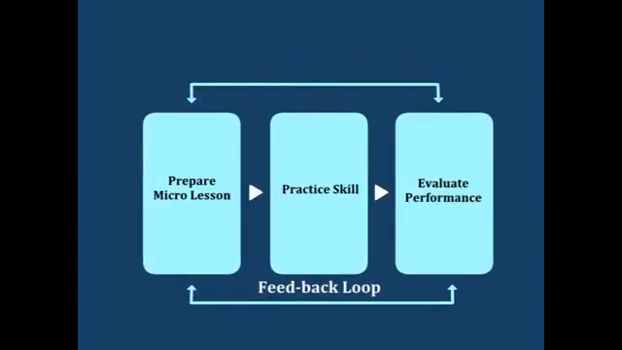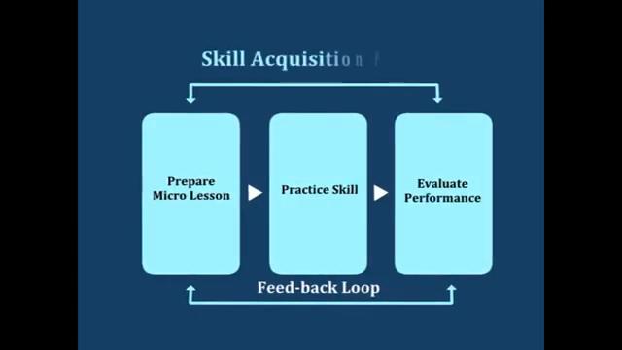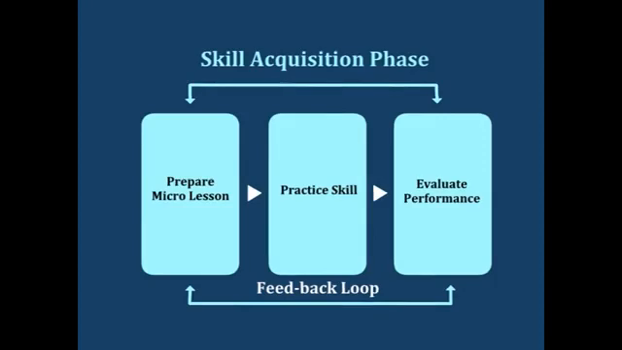The next phase is the skill acquisition phase. In this phase, the trainee prepares a micro lesson and implements the lesson plan for the skill. He practices the skill and carries out the microteaching cycle. This phase incorporates the following 3 sessions: plan session, teach session, and feedback session.